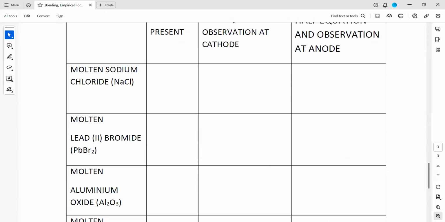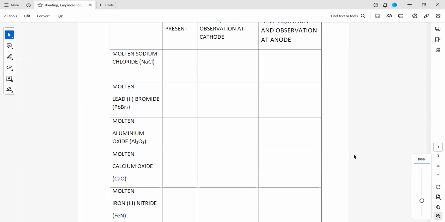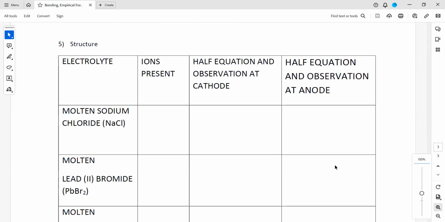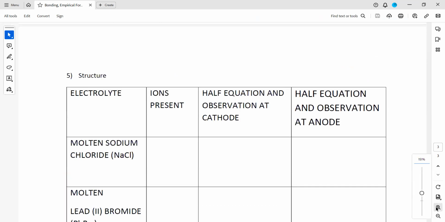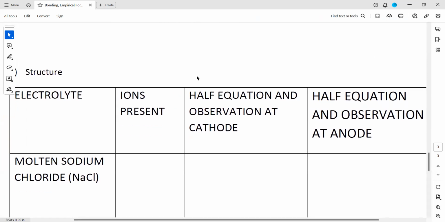Then this is related to electrolysis. You have to complete the table, writing the product at the anode and cathode. You can use a screen annotation to complete this. The first row: molten sodium chloride. What are the ions present in molten sodium chloride?